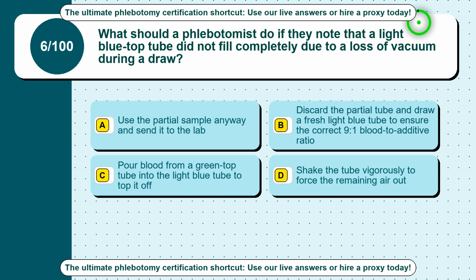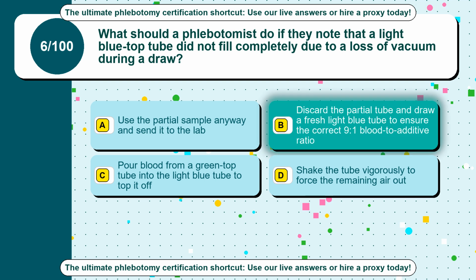Question 6. What should a phlebotomist do if they note that a light blue top tube did not fill completely due to a loss of vacuum during the draw? Option A. Use the partial sample anyway and send it to the lab. Option B. Discard the partial tube and draw a fresh light blue tube to ensure the correct 9:1 blood to additive ratio. Option C. Pour blood from a green top tube into the light blue tube to top it off. Option D. Shake the tube vigorously to force the remaining air out.